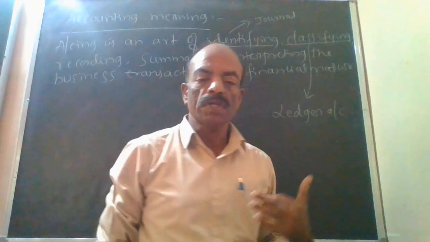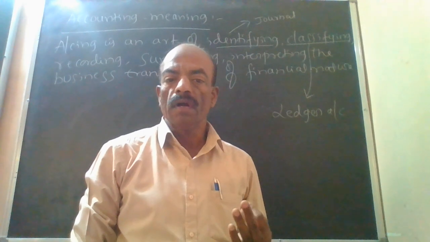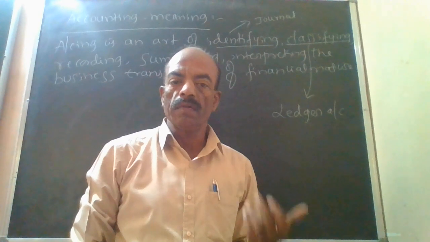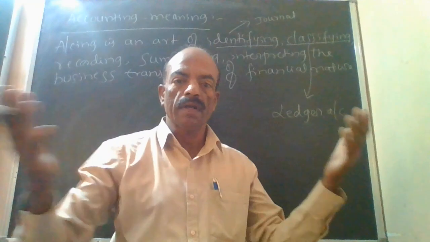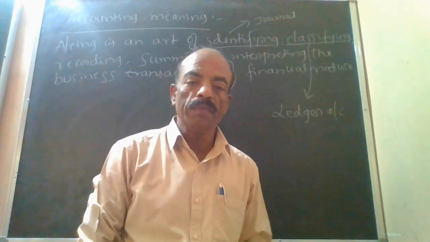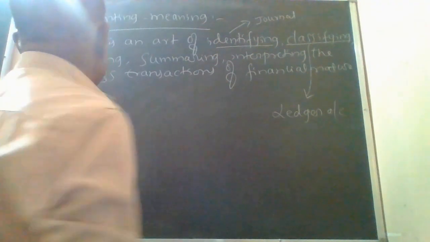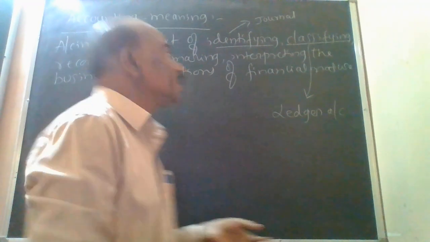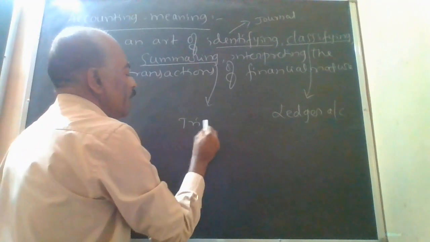So we prepare various ledger accounts like rent account, salary account, office rent account, factory rent account, A's account, B's account, Bharat account, Amit's account, different purchase account, sales account. Like this we are going to prepare different types of accounts. That is called classifying. Next is recording. Recording means we are going to record the transactions. Next is summarizing. Summarizing means preparation of the trial balance.